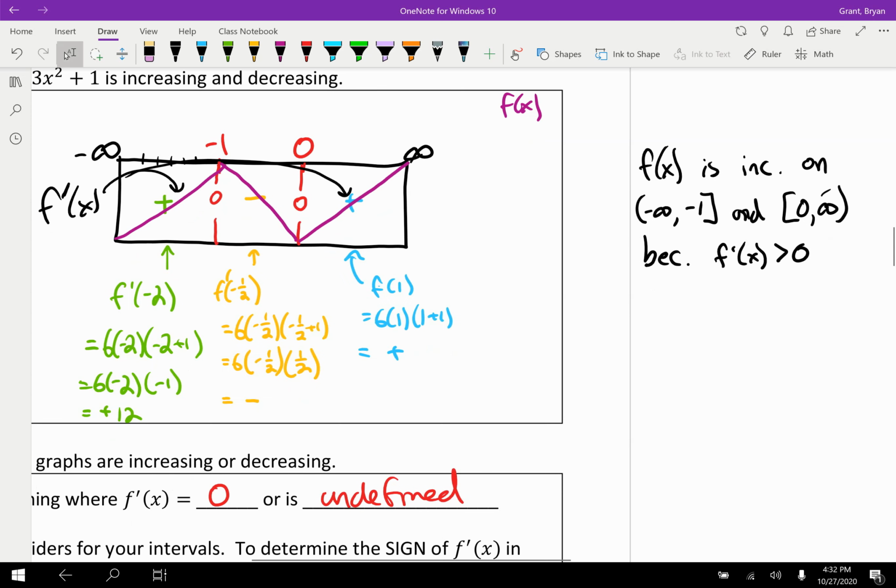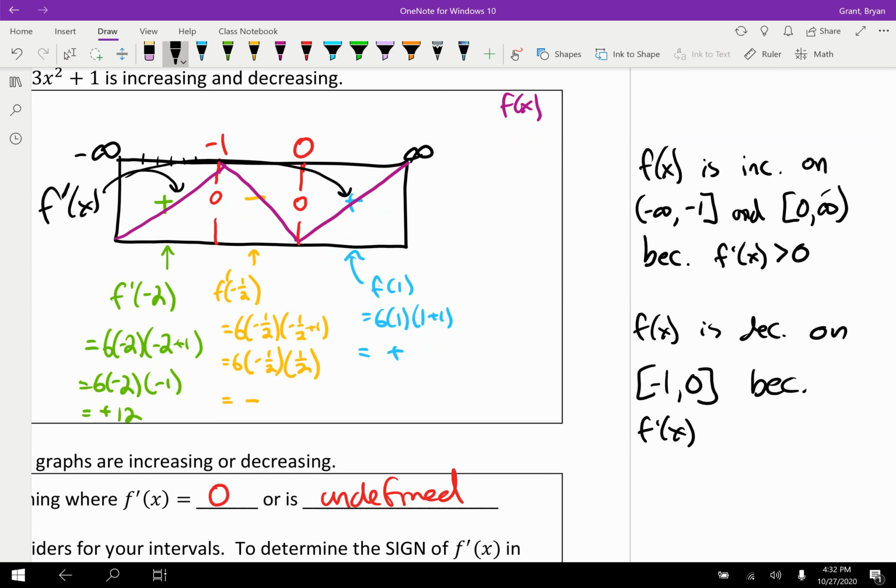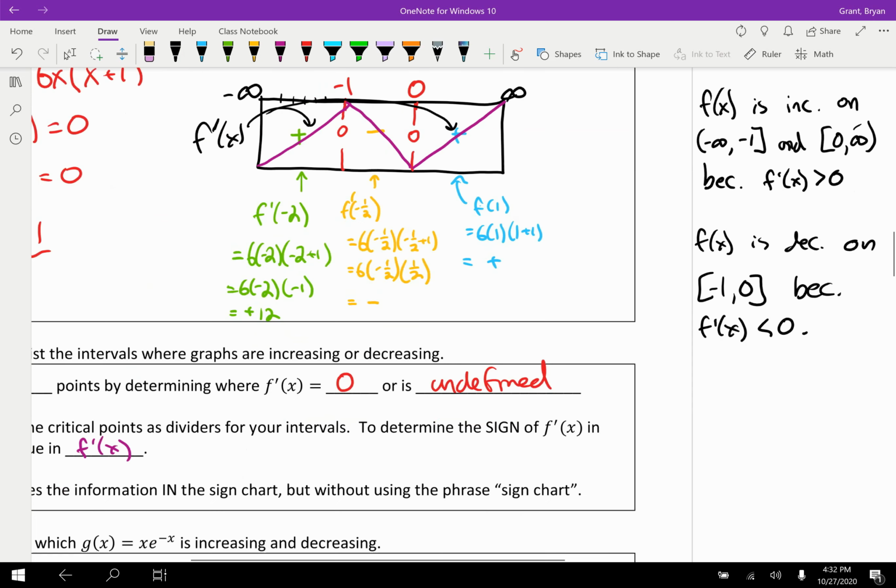Of course, we should do decreasing as well. It's just as easy. f of x is decreasing on -1 to 0, and again, you can use parentheses here or brackets, whatever makes your heart happy, because f prime of x, what is f prime of x on that interval? f prime of x is negative, so f prime of x is less than 0. We're just referencing the function and the signs for that function. And that's all there is to it.